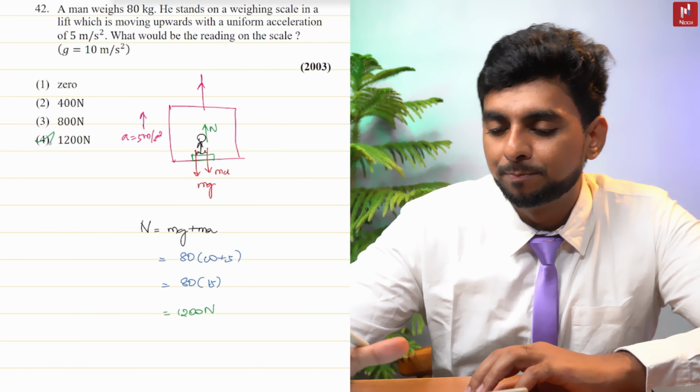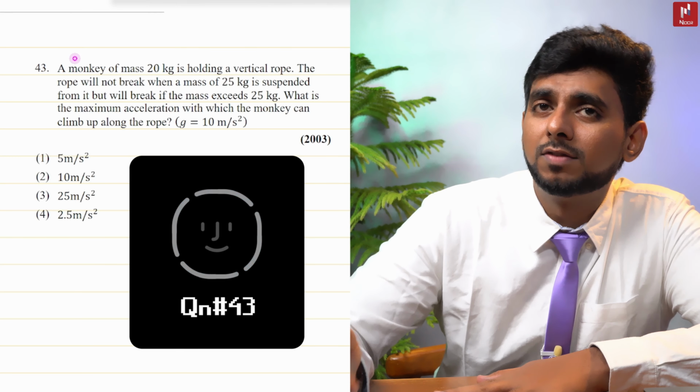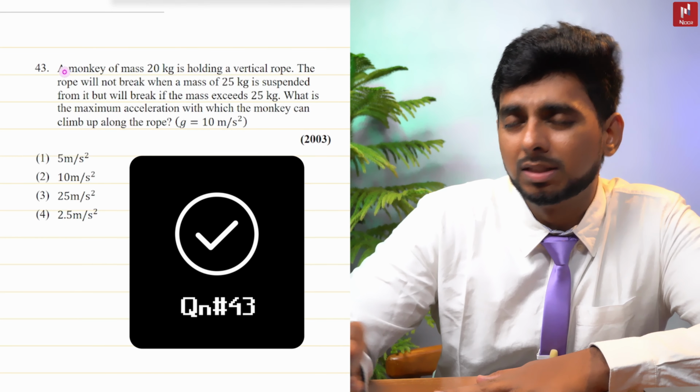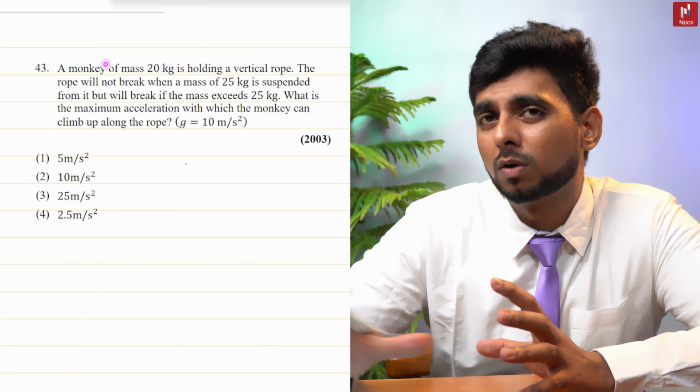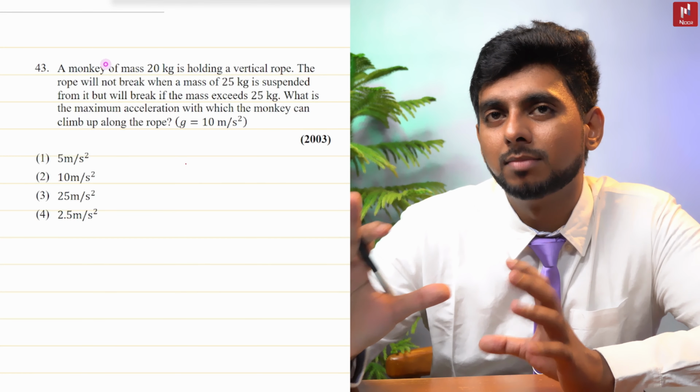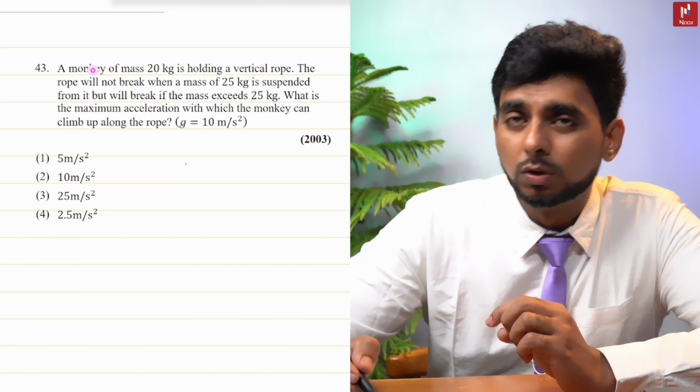It should be clear. Let's move to the next one. This sum is similar to the lift sum that we have already seen, but the only thing is they have just changed it to a monkey over here. But all the rest of the solving and concept is the same as the lift sum that we have already seen. Let's do the sum, you'll get it.